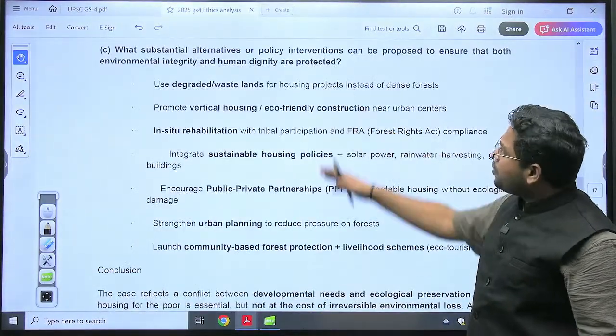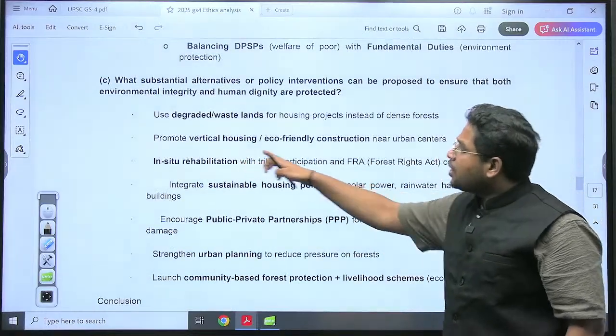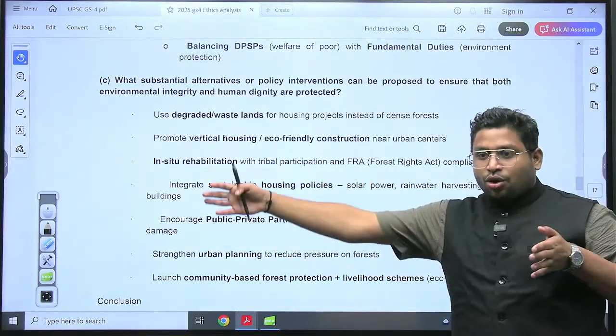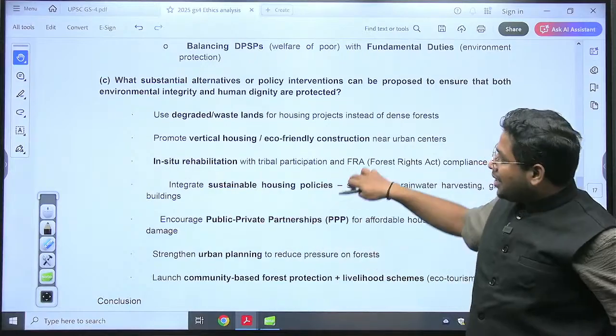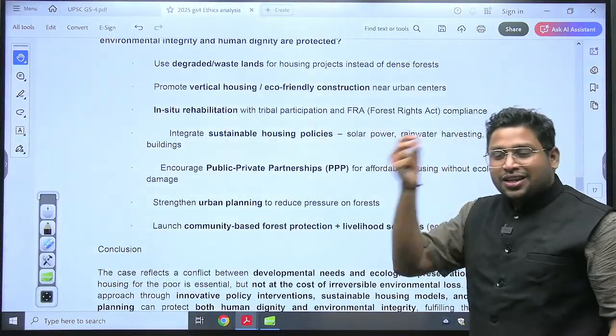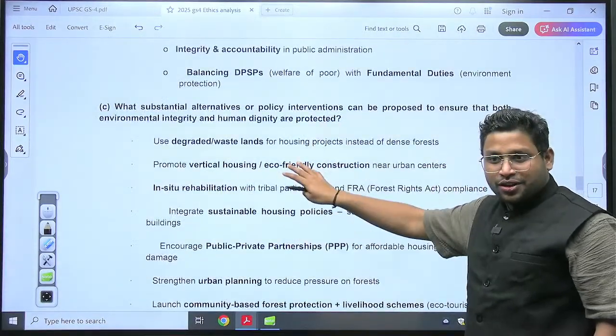Now come up with whatever measures you can come up with. Let's say vertical housing we will create so that we will not take more space. So such things, just basic common sense GS answer over here. Okay.